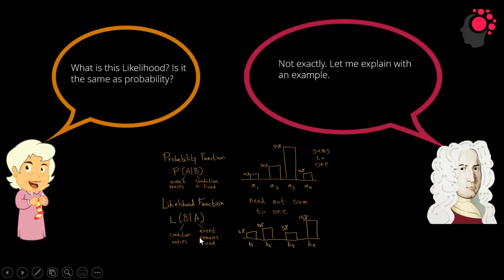Now, in the case of likelihood, we are going to reverse the question. The event remains fixed. The event has already happened. Now, given that the event has happened, what is that condition that should be? Given that we have seen a sequence of coin tosses, is that coin a fair coin or not? As you can see, we flipped the question here.